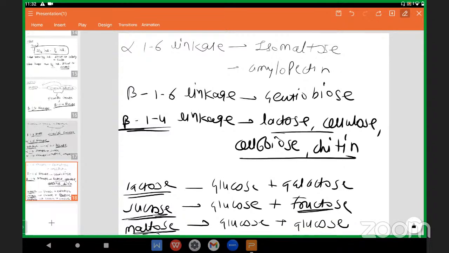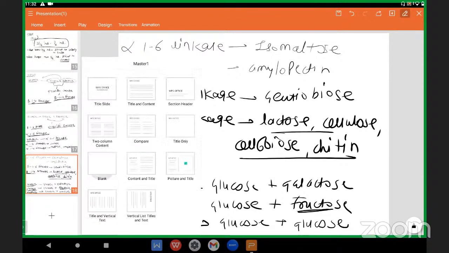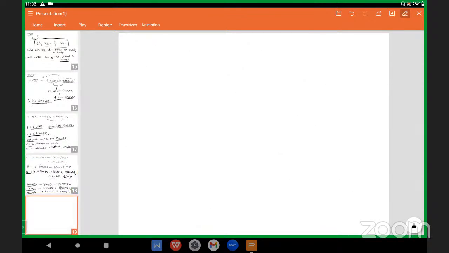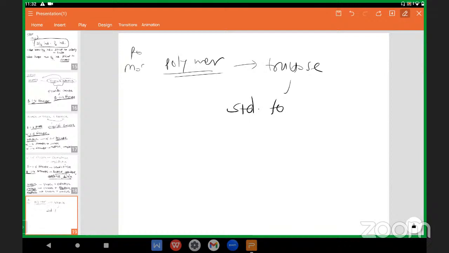Any polymer of fructose, any compound having fructose as its units, is a polymer. One polymer with the basic monomer unit of fructose is used as the standard for GFR determination. Is anyone aware of what GFR is? Inulin, yes, exactly. GFR is glomerular filtration rate.